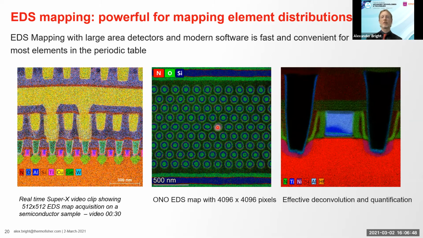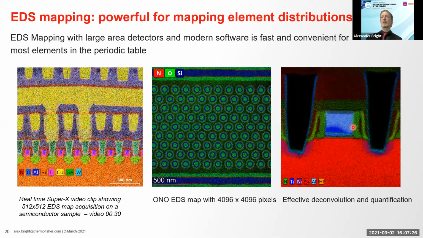And the center one is an ONO structure, NAND flash, taken with a lot of pixels. So 4,000 by 4,000 pixels. When you have a lot of pixels, you can really see a lot of detail. And we have another method also to use our maps software to take multiple frames and then stitch them together to form a large field of view that gives you a really clear overview while still maintaining a good spatial resolution. That's very helpful for locating problems and getting a lot of good statistics from your sample.